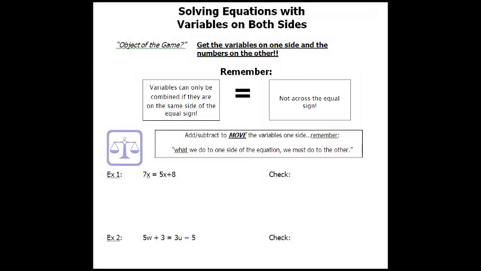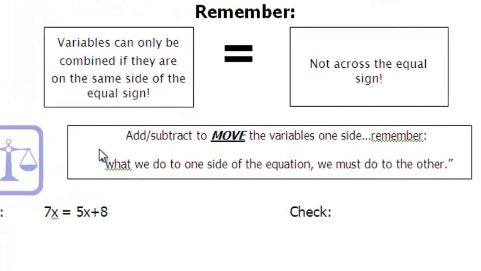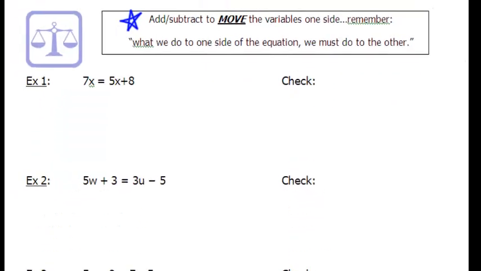The equal sign forms the Great Wall of China. You cannot go through it, you must go around it. So we will add or subtract to move the variables to one side. And remember, what we do to one side, we must do to the other. So let's see what this looks like in practice.